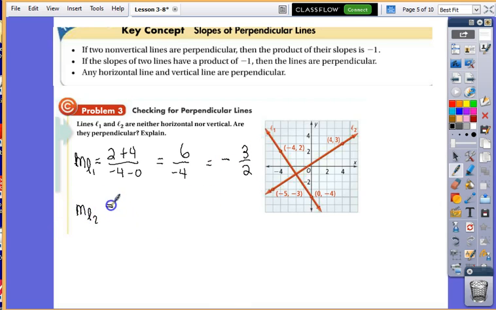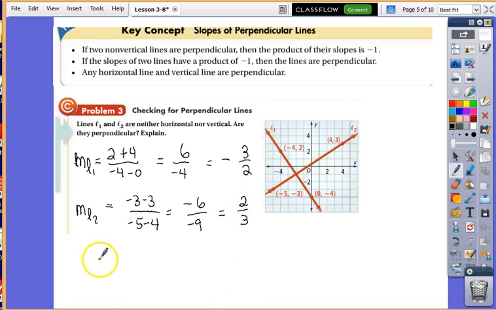Finding the slope of line 2, I'm going to do -3 minus 3 over -5 minus 4. So that's going to be a -6 in the numerator, a -9 in the denominator. Negative divided by a negative is a positive. 6 over 9 reduces to 2 over 3.